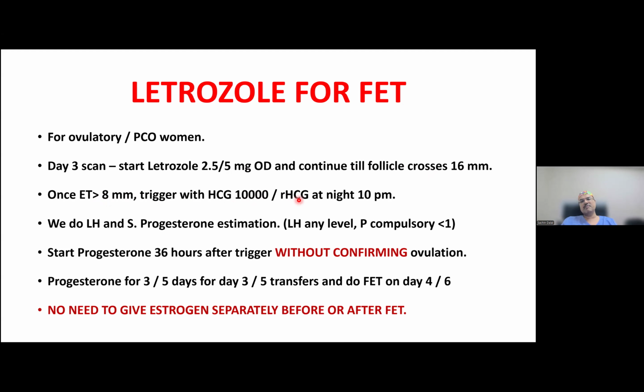Now we've completely shifted to RUCOG instead of HCG 10,000, and our fixed time is at night 10 o'clock or 11 o'clock. We do a serum LH level and serum progesterone level at the time of trigger. LH can be any level: 10, 12, 14, 20, 25, 30, whatever. Progesterone should compulsorily be less than 1. That means the progesterone should not have entered the system.